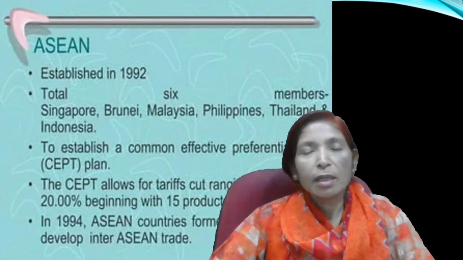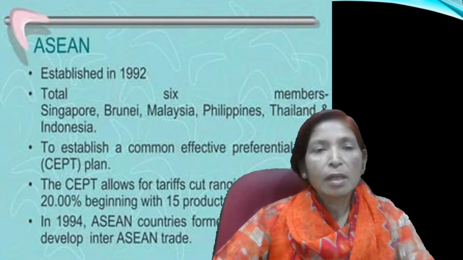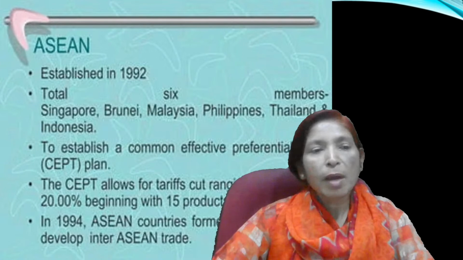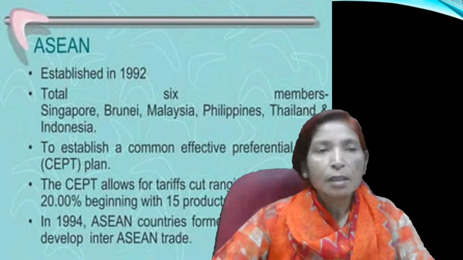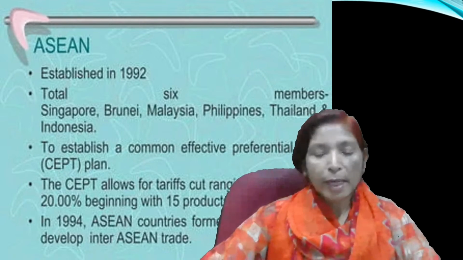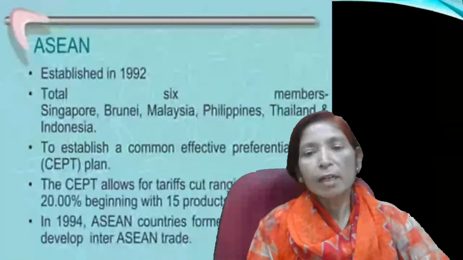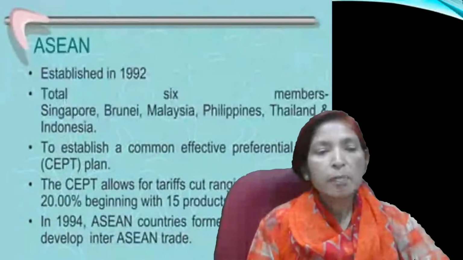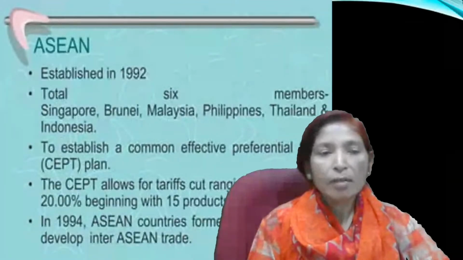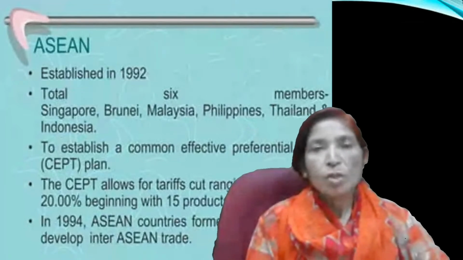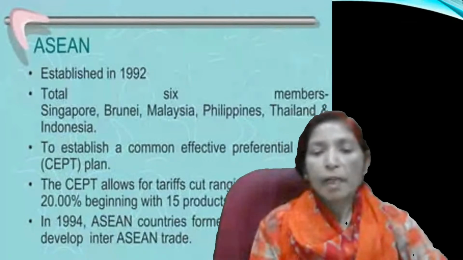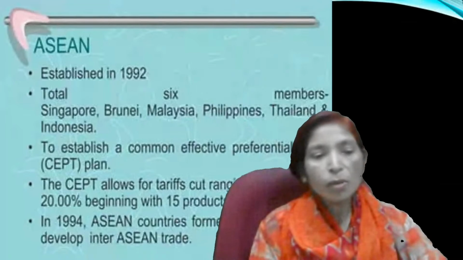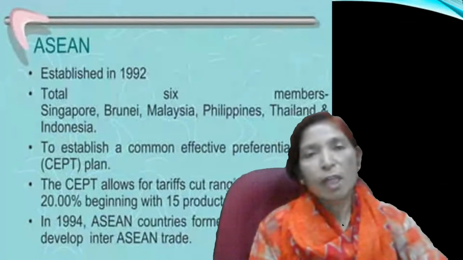Now, what is ASEAN? It was established in 1992. Six members, Singapore, Brunei, Malaysia, Philippines, Thailand, and Indonesia, entered into this agreement to establish a Common Effective Preferential Tariff, CEPT. C is common, E is effective, P is preferential tariff plan. This plan allows for tariffs ranging from 0.50% to 20% beginning with 15 products.